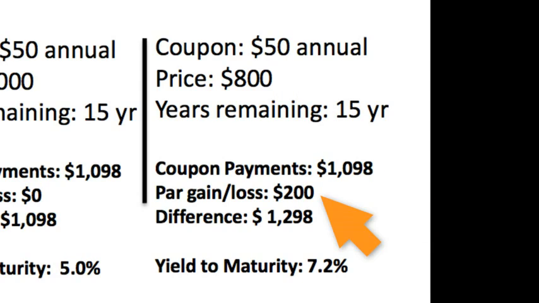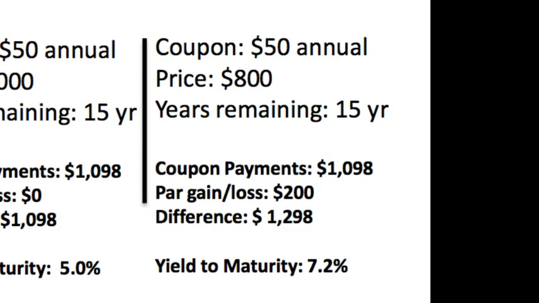The par value, you're actually gaining because you bought it for $800, but you're going to get $1,000 back when the bond matures, so you're going to get a $200 plus. So your difference is $1,298. So your yield to maturity on that bond is 7.2% a year, even though it's a 5% coupon bond.